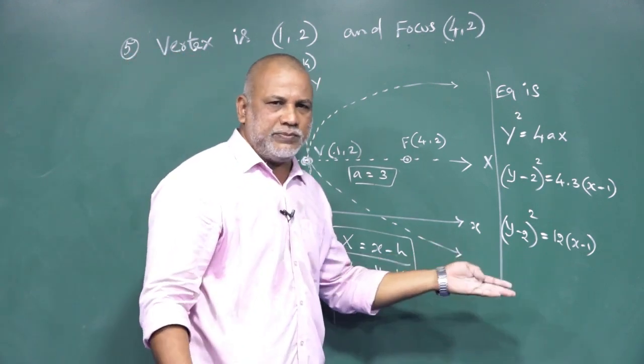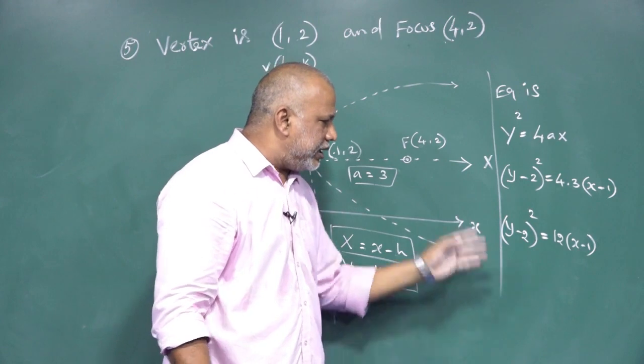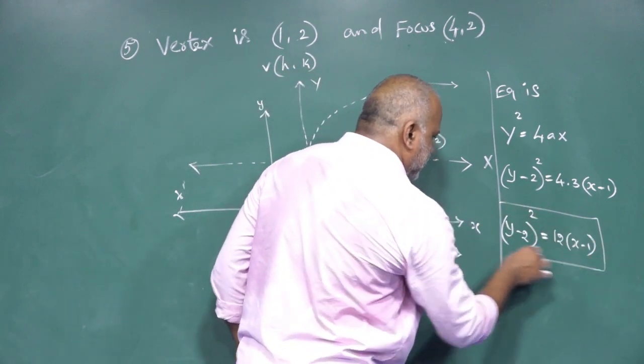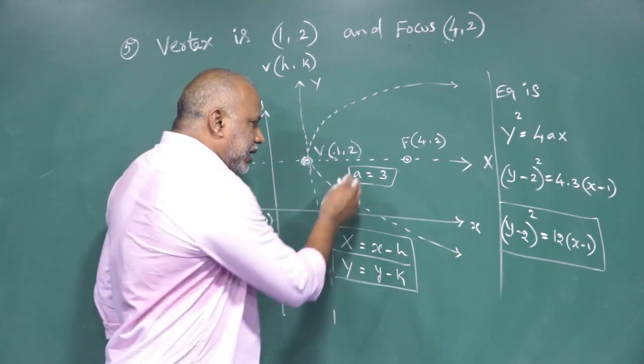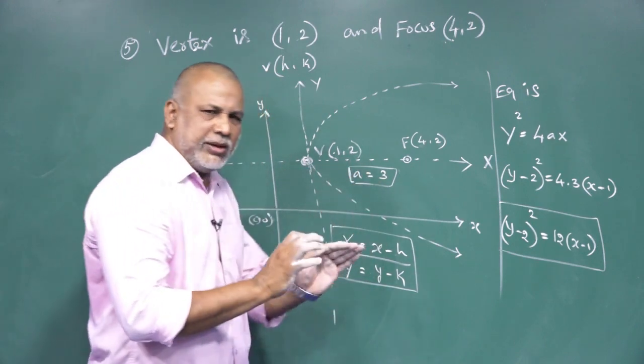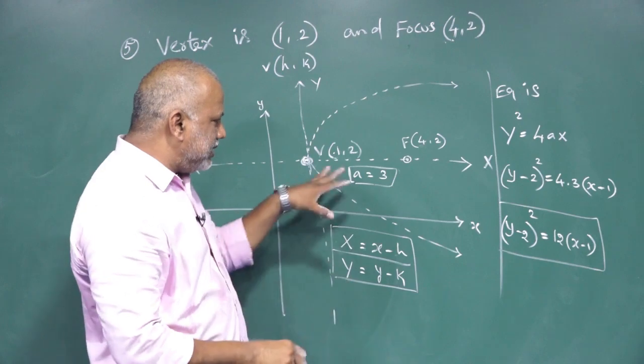You can expand this one. It is in the form of (a minus b) the whole square. You can expand this one. This is the equation of the required parabola. Listen carefully once again. This type of question is very important and may be asked in your exams directly.